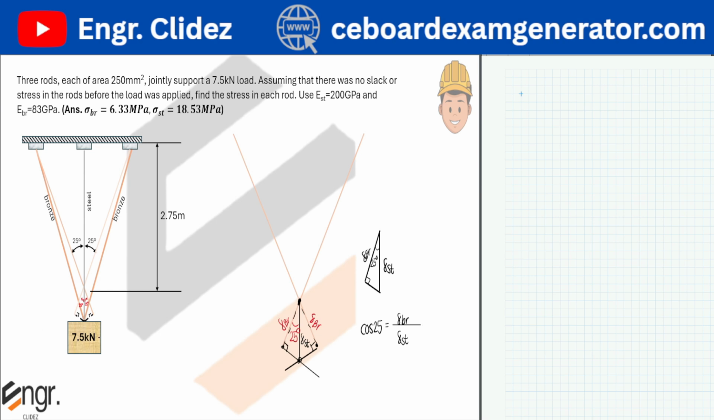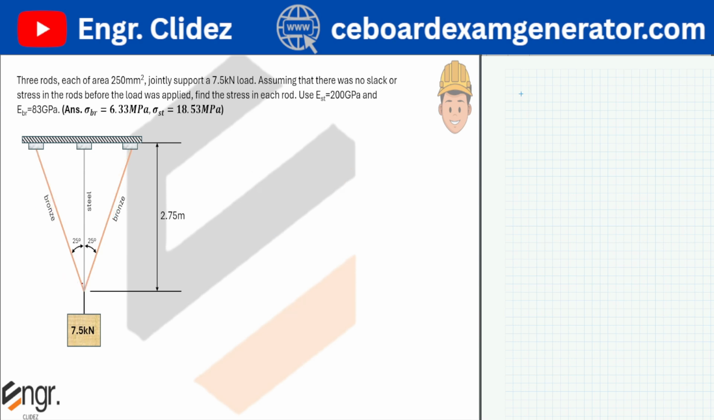For our statics equations, we can just sum up forces along the vertical equal to 0. 7.5 kilonewton is acting downward. So we have minus 7.5. And then we have 3 rods in total, which will carry 3 forces. So if we go back to the original figure, let's say we pass a cutting section here. This will be the force in the bronze rod, which is also equal to this one by symmetry. And this is the force in the steel rod.